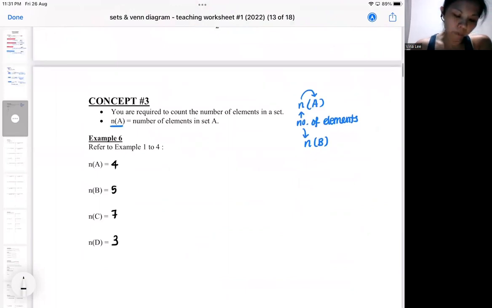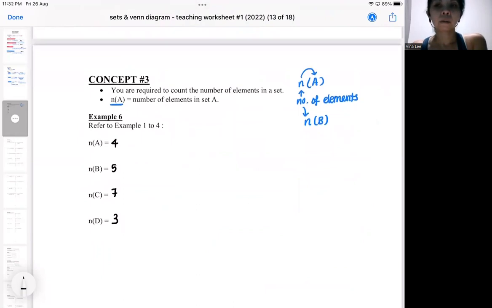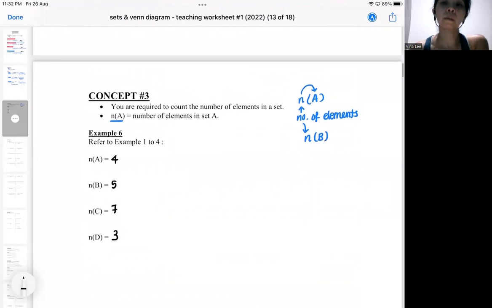So later on, throughout the whole of this topic, you're going to learn more symbols. When you learn more symbols, you're going to count different things. But it will be standardized. When you see n, you are supposed to count. It is a matter of what you are counting. So later on, you've got more things to count when you learn more symbols. So that is the basic concept of elements: listing elements, description of elements, and counting elements.